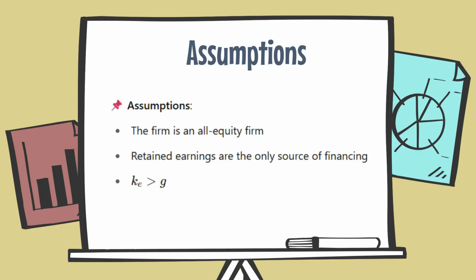Gordon's model is based on a few important assumptions. The company is an all-equity firm, meaning it has no debt. Retained earnings are the only source of financing. The firm doesn't borrow or issue new shares. And most importantly, the cost of equity is greater than the growth rate, or KE is greater than G.